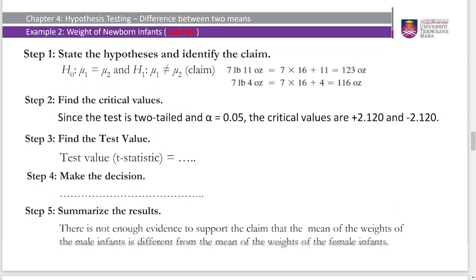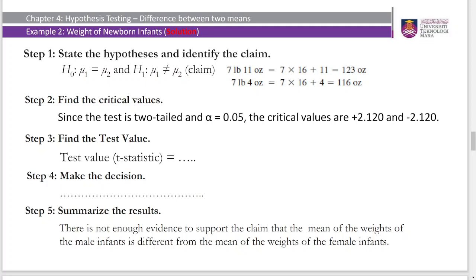Mungkin ada yang tanya saya, tak perlu test ke unequal ataupun equal variance? So of course kita kena test lah. In reality, in practical form, you have to test the equal or unequal variance first. But for this purpose, we already mentioned that it is for unequal variances. Alright?